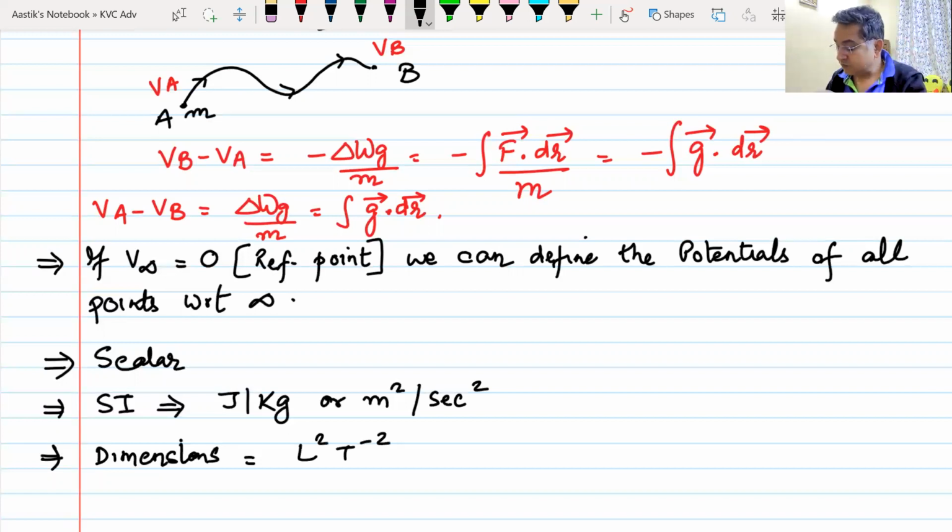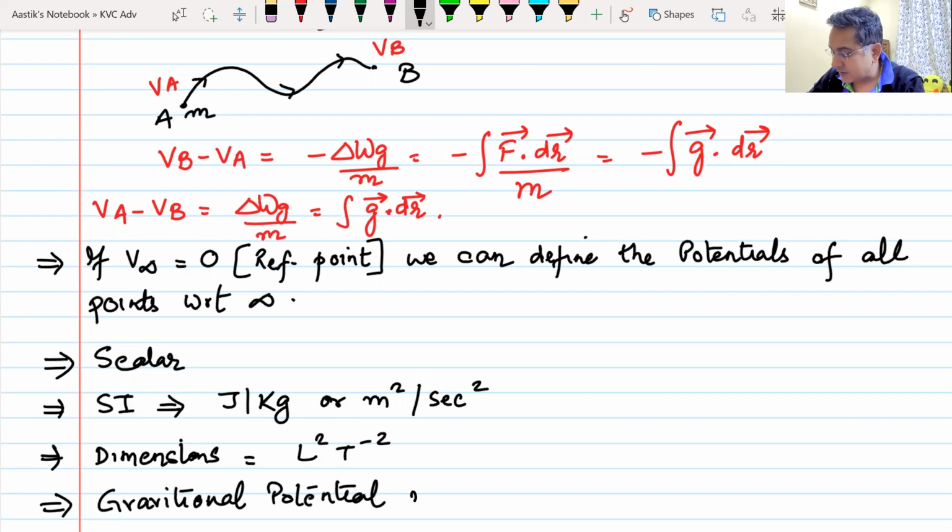Now, remember, and this is the difference between gravitational potential and electrostatic potential. Electrostatic potential created by a positive charge is positive, and electrostatic potential created by a negative charge is negative. Do we understand this? Yes, sir. But gravitational potential created by any mass is always negative. Will you remember this? Yes, sir.